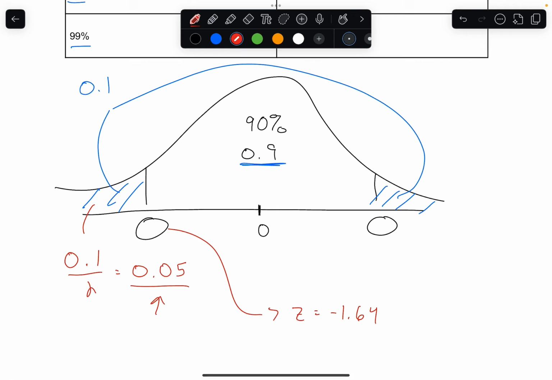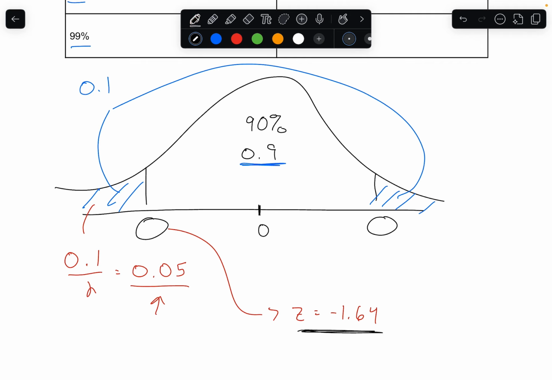Now, for critical z-scores, I don't actually really care about the sign, which means that I'm going to use the positive version just because eventually when we talk about margin of error and building a confidence interval, I'm going to need the positive case and the negative case anyway.